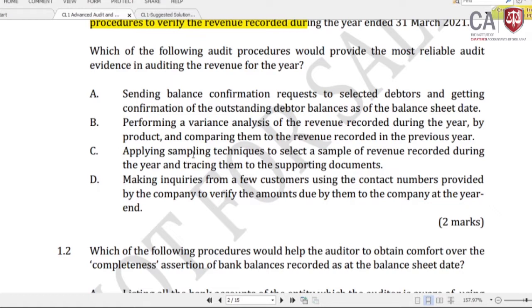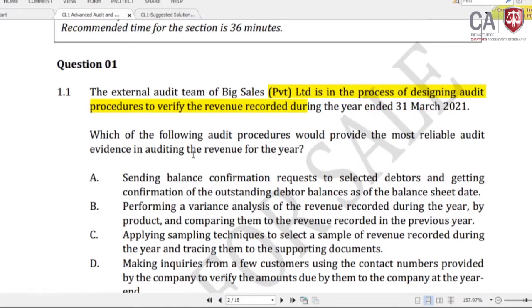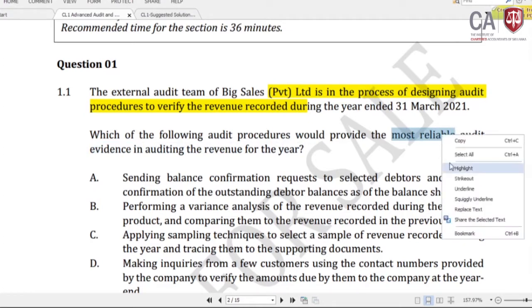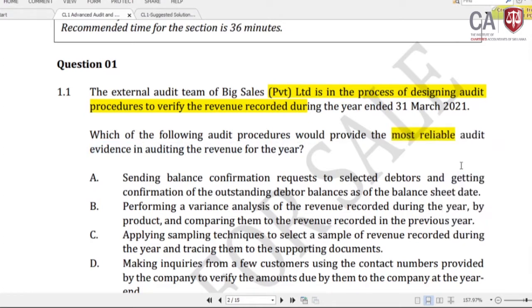So now the most important part of this question, I don't know whether you noticed or not, the most important words are "most reliable". Generally in an MCQ you have to be really vigilant about words like most reliable, most likely, least likely. When you see the wording "most reliable", you need to realize that sometimes all four answers are correct. Out of all four, you need to select the most reliable one.